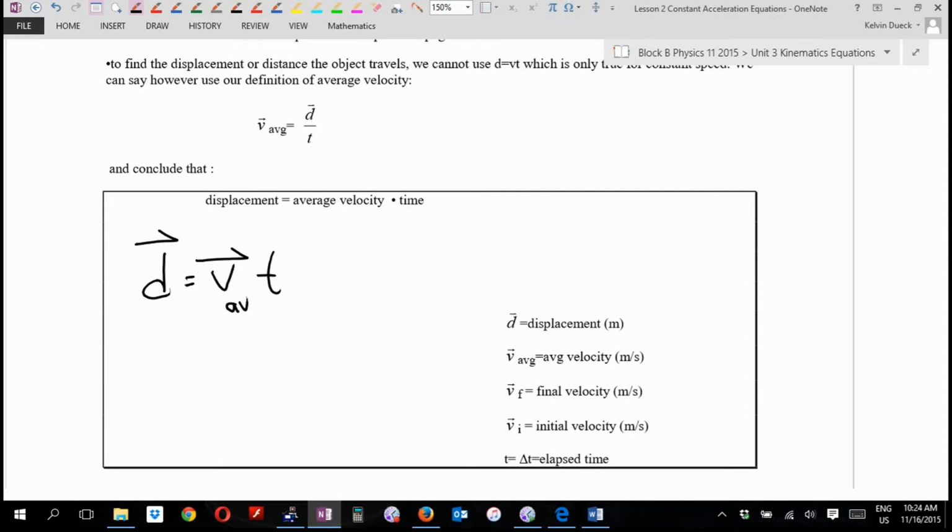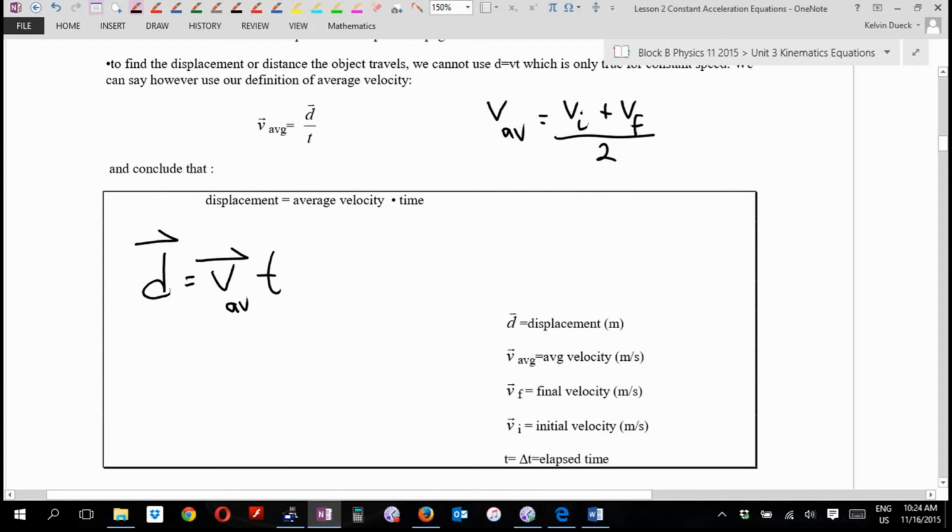Whenever we say average, what are you actually doing? Add them up and divide by 2. Okay, over here, let's write v average equals the initial plus the final divided by, not divided by t, divided by 2. Hayden, you okay with that? I think that's how you find the average of two things. You add them up, divide by 2. Well, what that means then is we can go like this.